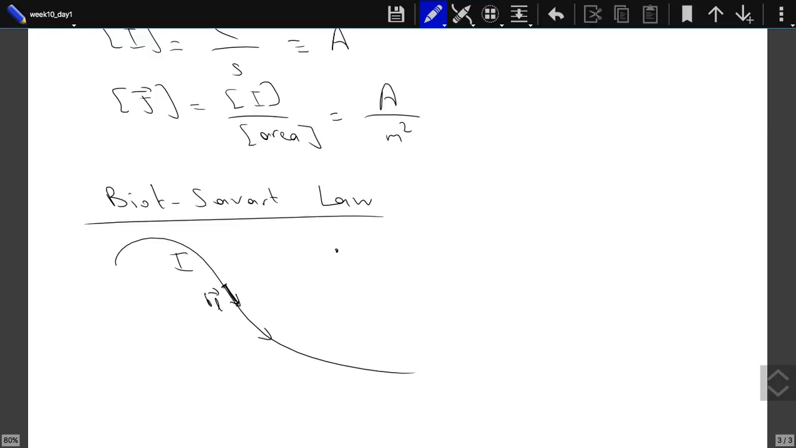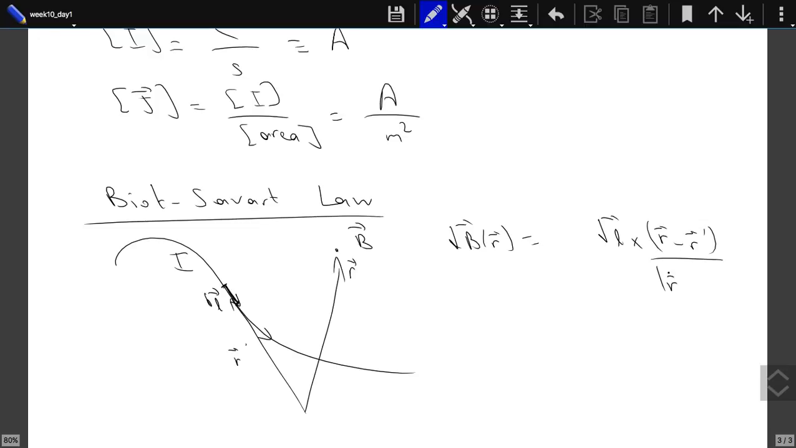Then I can talk about the contribution to the magnetic B field at this point. Let us say this is the point R, and this is the point R prime. Then the contribution of this segment to the total B field at the point R will be proportional to dl cross R minus R prime divided by the magnitude of R minus R prime cubed.